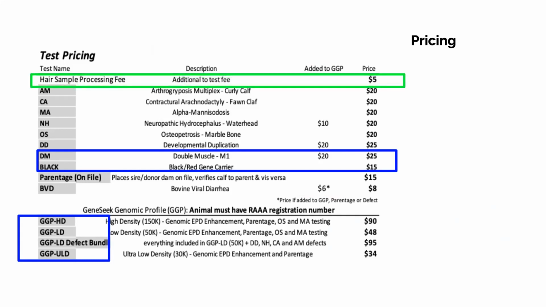Up at the very top, I just wanted to bring to your attention that hair samples are an additional charge for you. There's a $5 additional charge, so if you were running a parentage test and submitting hair, it would be $20 per sample.